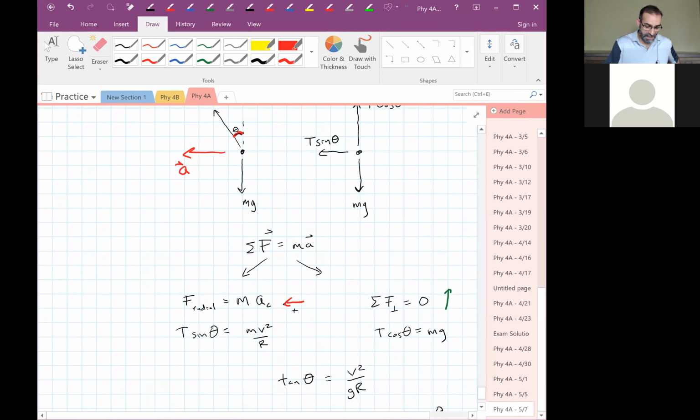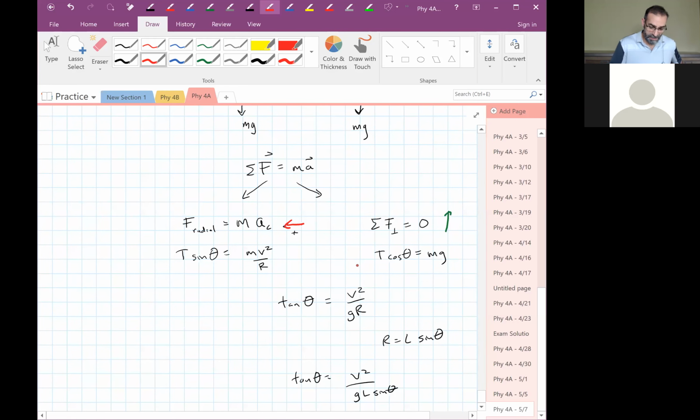Here, I just divided one equation by the other, but you can substitute in the same way, right? You can say T is mg over cos theta, and then stick the T in over there, and you get a sine theta over cosine theta times mg, right? Good.